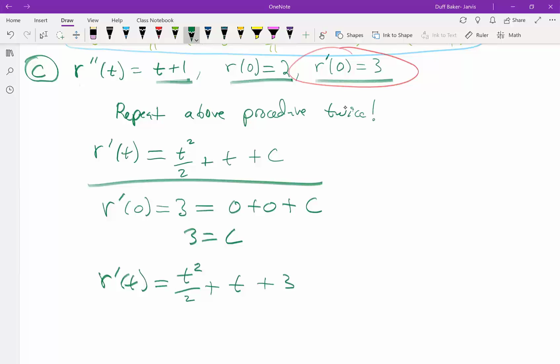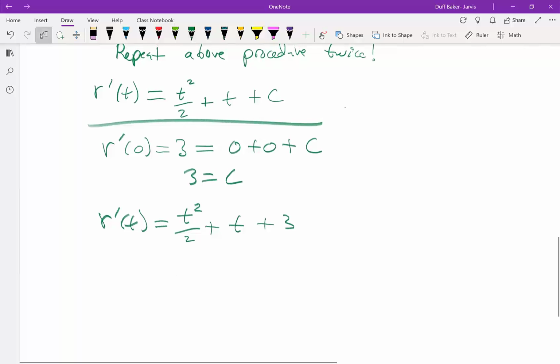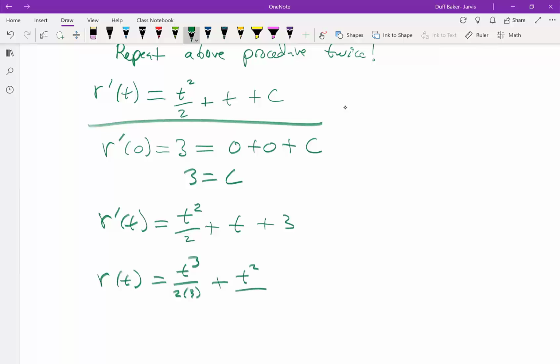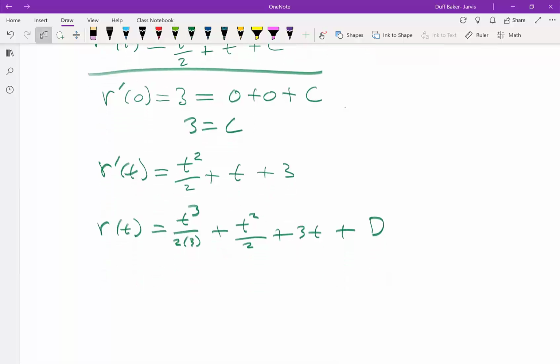Okay, because our goal is to find r. So now we repeat the procedure. Now we undo one more derivative by taking the antiderivative again. So you increase the exponent by 1, and you'll get 2 times 3 now. And you get another constant. So it'd probably be best if you call it by a different name, maybe d instead of c. Because d and c aren't going to be the same number, so it's good to give them different names when they're different things.